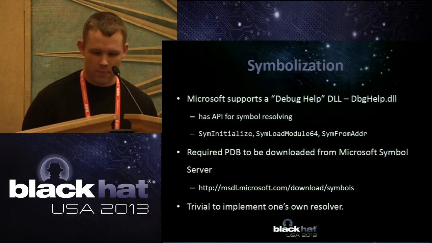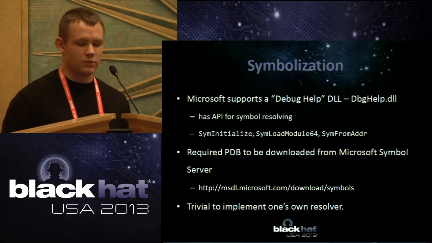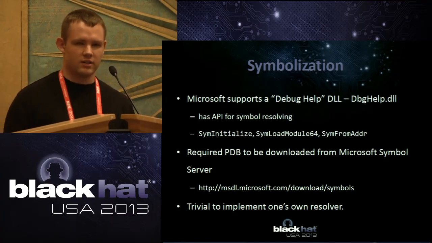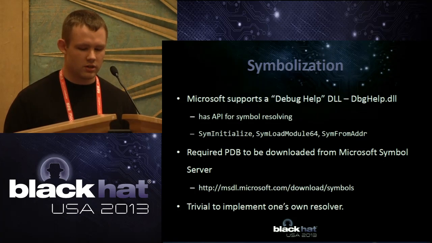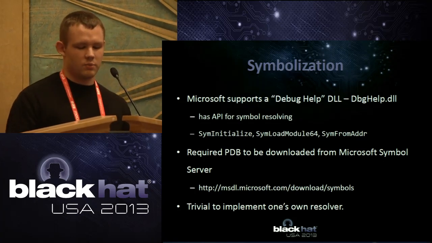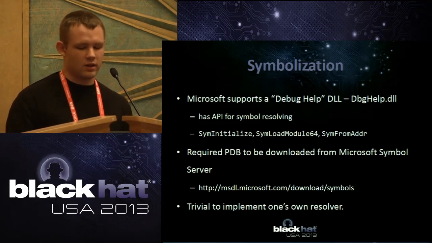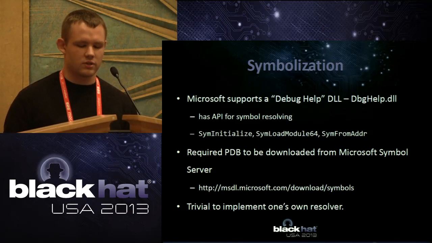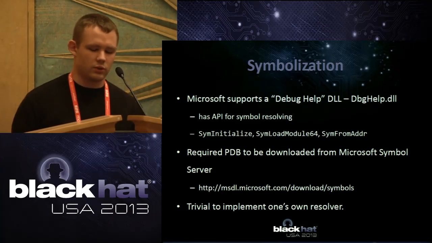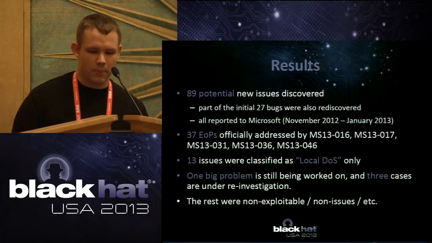When it comes to symbolization, this is really trivial for Windows as well. So Microsoft supports the Debug Help DLL, which has all of the necessary API for doing the symbolization. There are basically 3 functions that you need to use for that. And you also have to have the PDB files for all of the kernel modules that you want to symbolize, which you can basically download from the Microsoft symbol server. So it's pretty trivial to implement one's own resolver with that information.